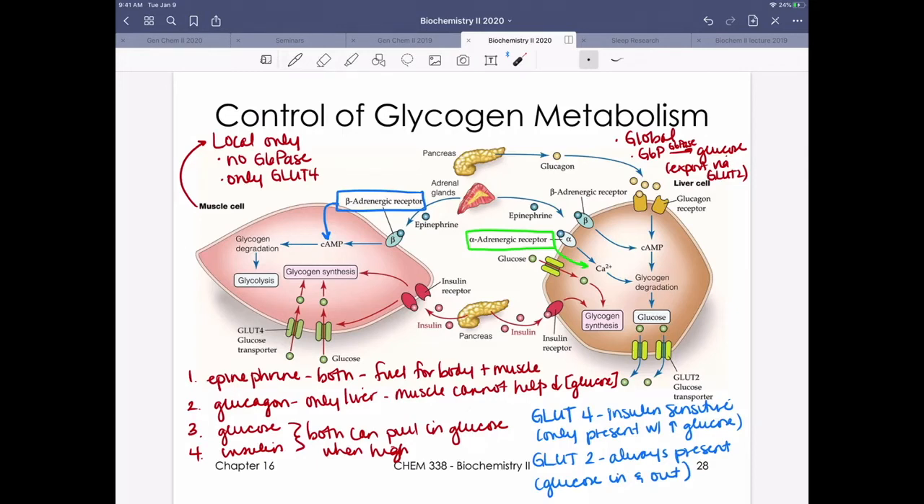So let's first think about epinephrine. Epinephrine is released by your adrenal glands as a fight or flight response hormone. If we think about the logic here, it makes sense that both of these tissues would respond to it. If you need to either fight or flee, it makes sense that your liver is going to be breaking down glycogen and releasing it globally so that every cell in your body has glucose to do what it needs to do.